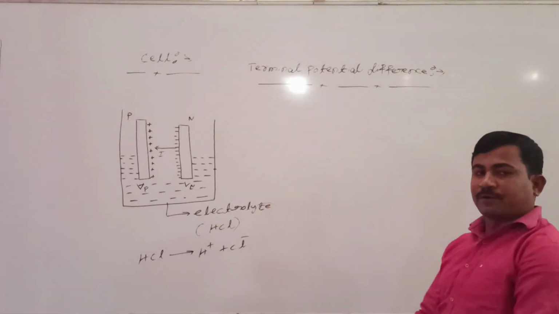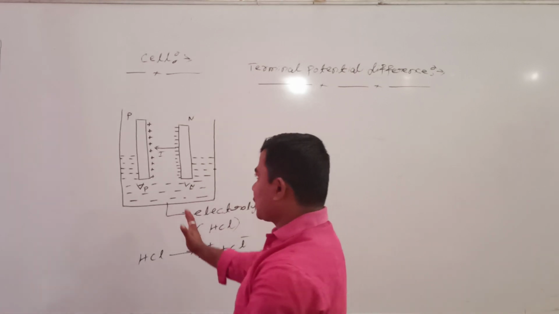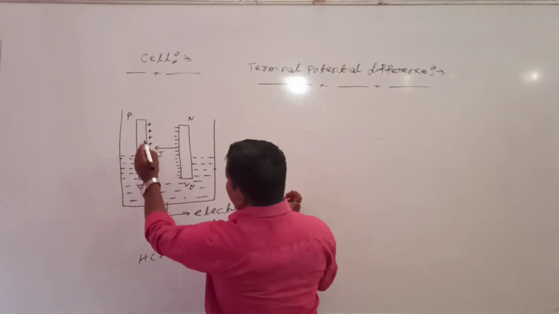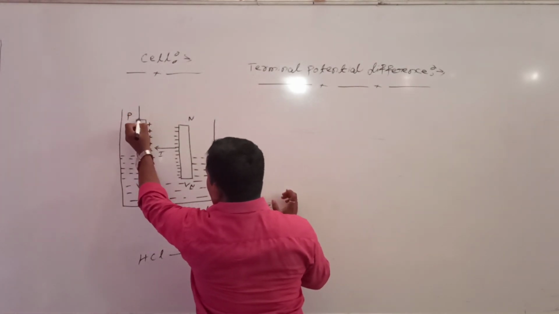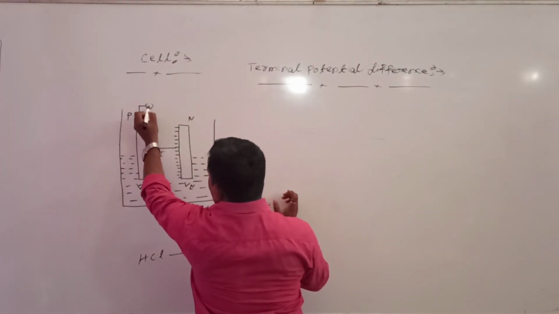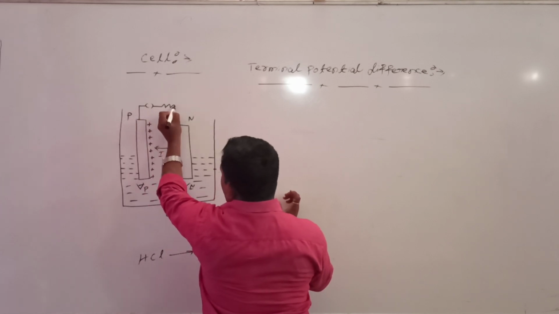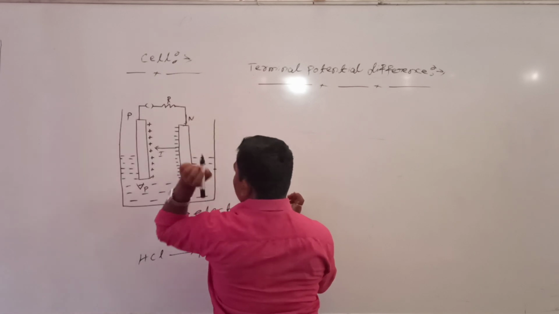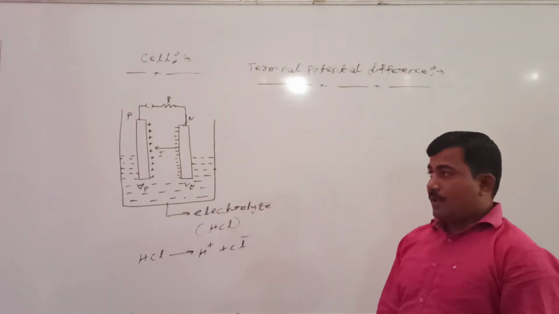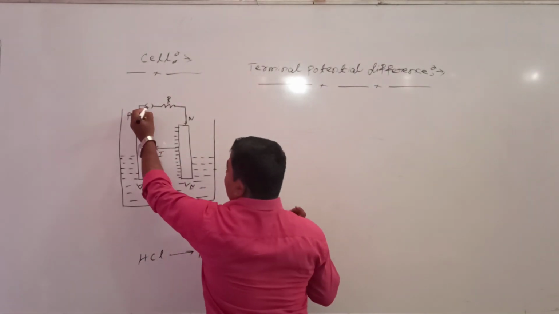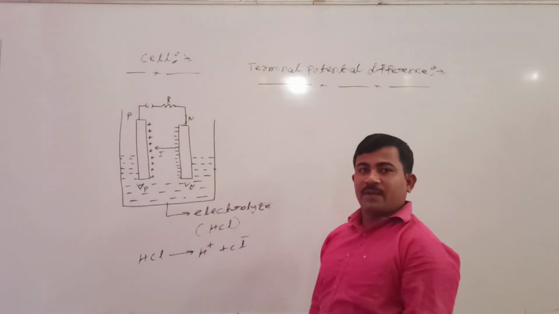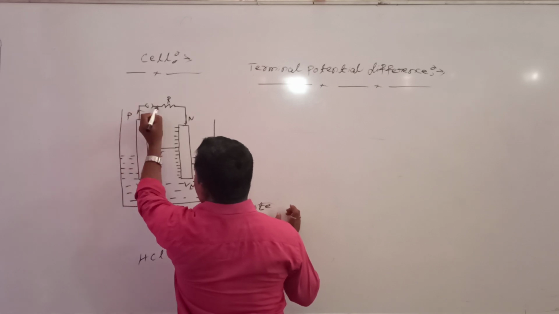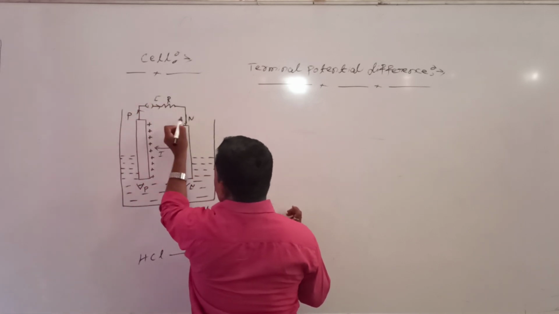Terminal potential difference. Look at me. How is the cell? This is a cell. To the cell, an external resistor is connected. I will take a one-way key, and this is the external resistor of this value. When the key is closed, current flows in the circuit. This is the direction of current.